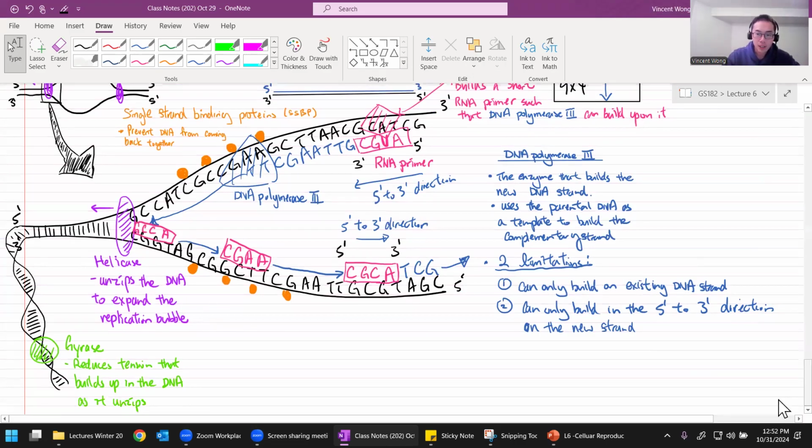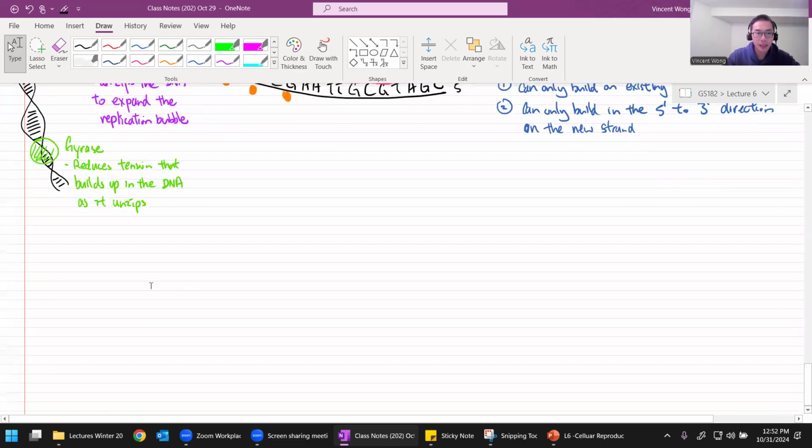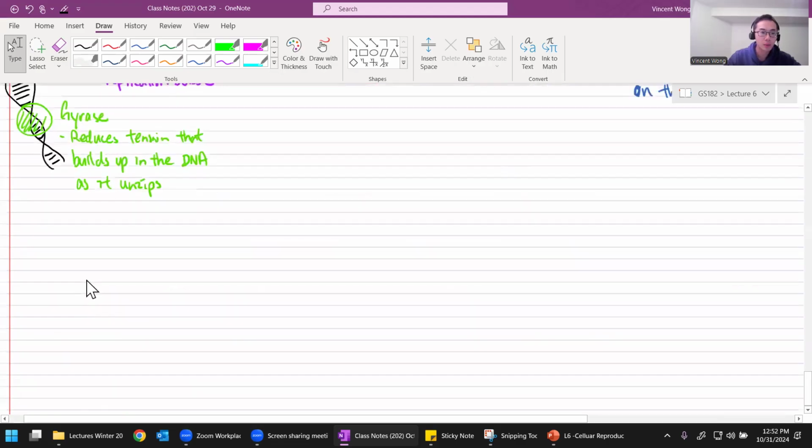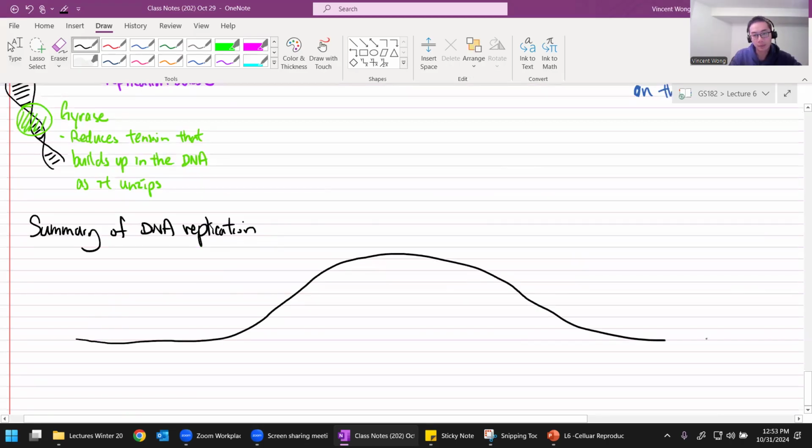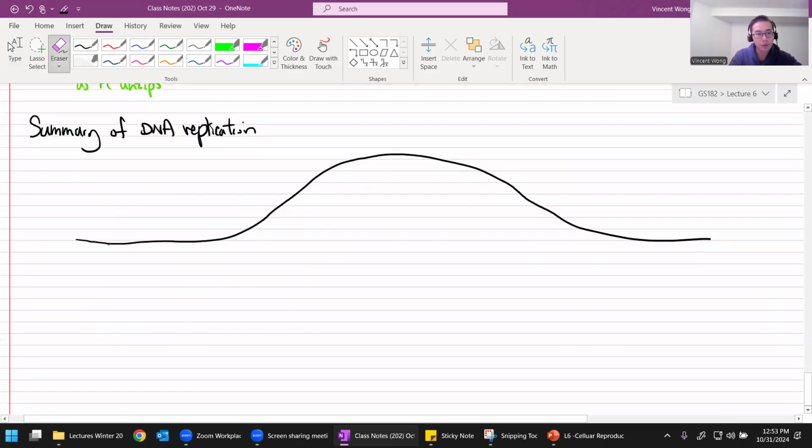So let's zoom out a little bit and we will draw a summary picture that hopefully will make it even more clear for you. A summary of DNA replication. Okay, so a brand new diagram, it doesn't have to be super big. Okay, so there we go.